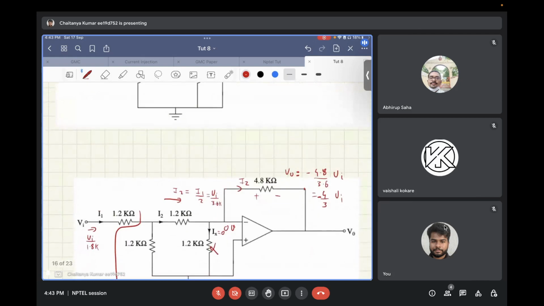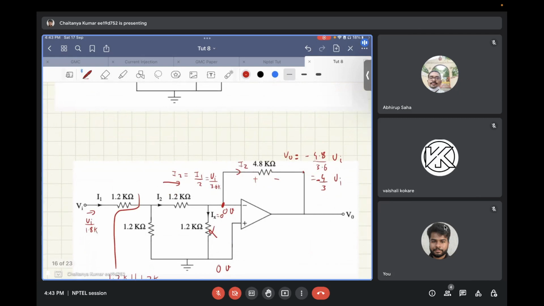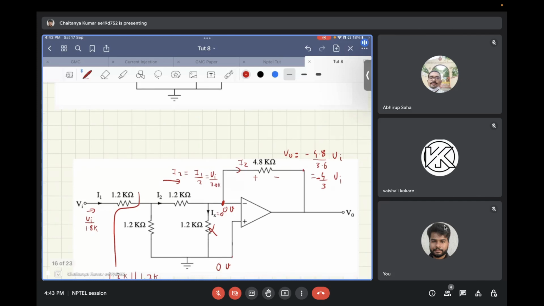So now since it is a negative feedback, virtual ground will be valid, and since positive terminal is at 0 volts, the negative terminal will also be at 0 volts. Now this 1.2 kilo ohm resistor, since it has no voltage difference across it, Ix will be equal to 0. And now for this 1.2 kilo ohm and 1.2 kilo ohm, the one terminal is common, and the other terminal, both of them are at 0 volts.